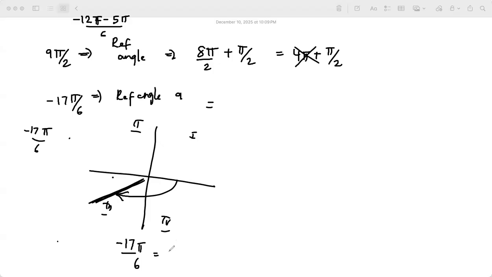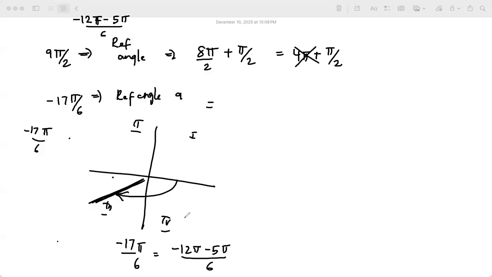Let's do this. Minus 17 pi by 6 can be split as minus 12 pi and minus 5 pi by 6. Minus 5 pi by 6 is what angle? 150 degrees. What is the reference angle here? Tell me the coterminal angle at least. Is the reference angle 150 degrees? It won't be 150, right? I told you, it has to be within one quadrant.